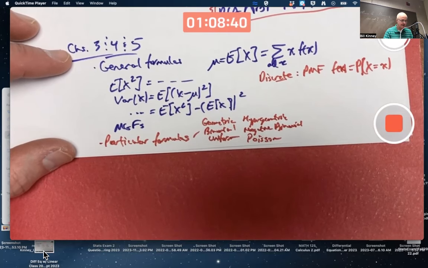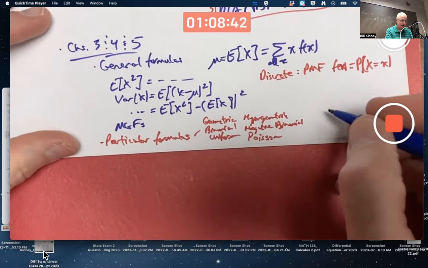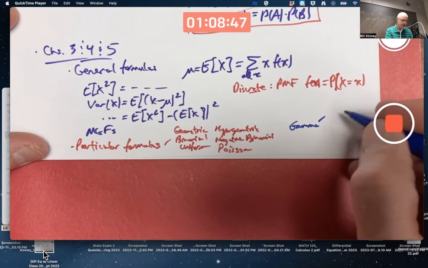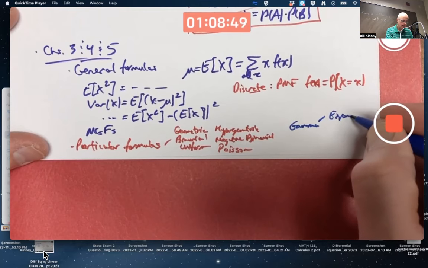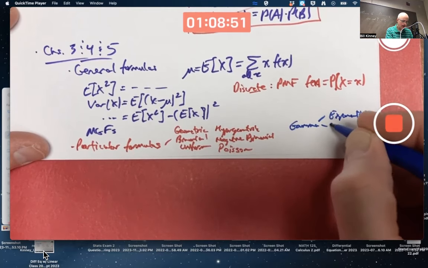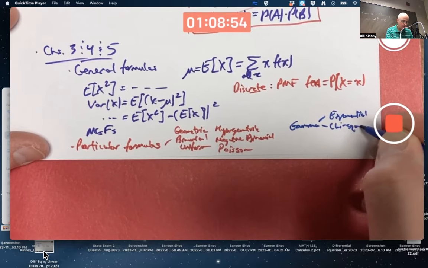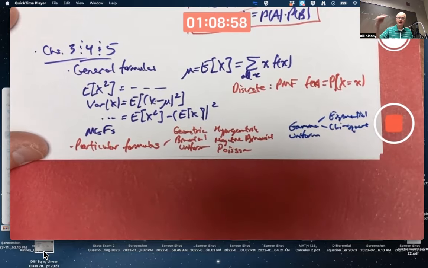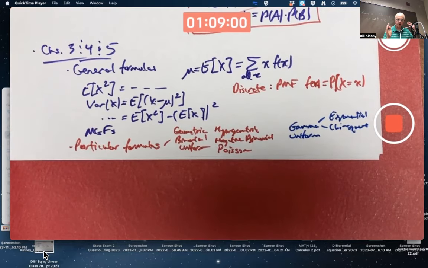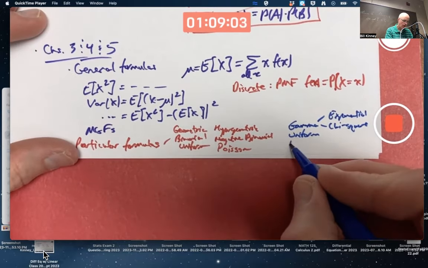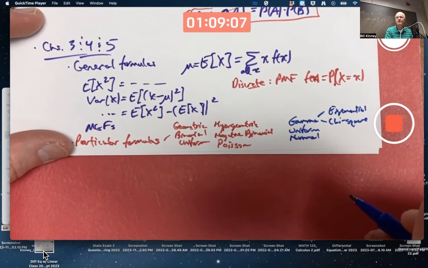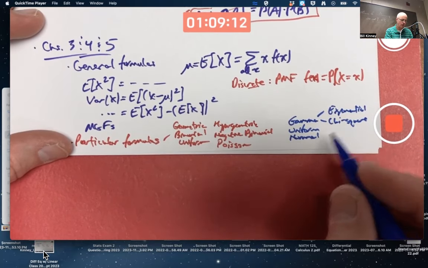Those are all discrete. For continuous, we had gamma and its subdistributions, exponential and chi-square. We also had uniform, right? The graph is a horizontal line over some interval. And normal. Those are the main ones for continuous. The exponential we use a lot, and the normal we use the most.